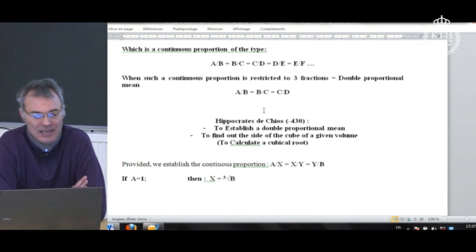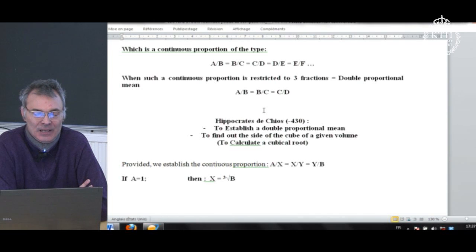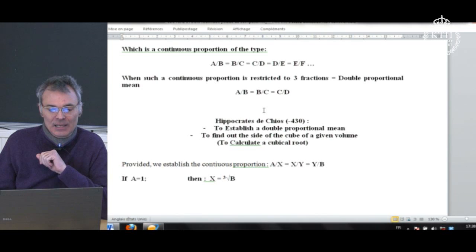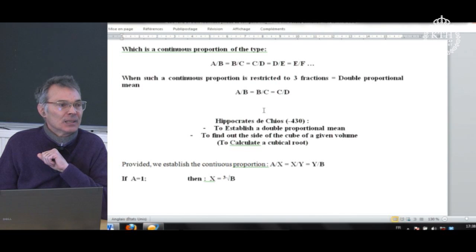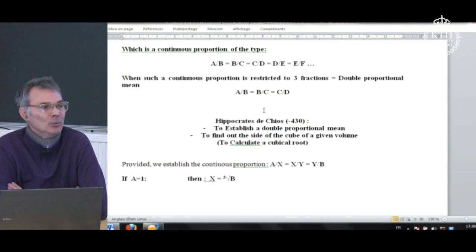Since Hippocrates of Chios in minus 430, it has been demonstrated that a double proportional mean enables you to calculate the duplication of the cube. So what is the duplication of the cube? You take a cube that has a side equal to the unit length, and you want to calculate what should be the side of another cube that has a volume double that of the initial cube. And of course, for us, the answer is straightforward. That's the cube root of 2.